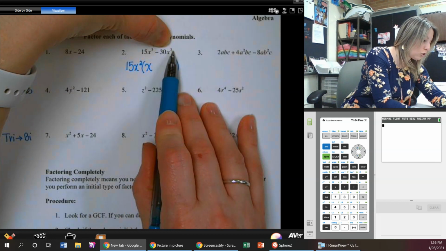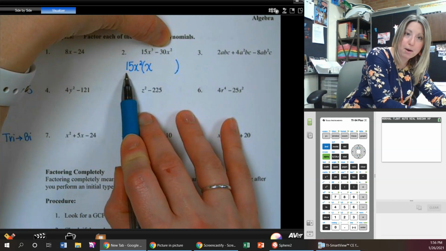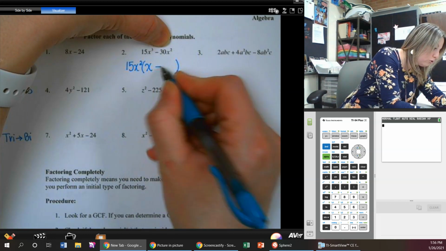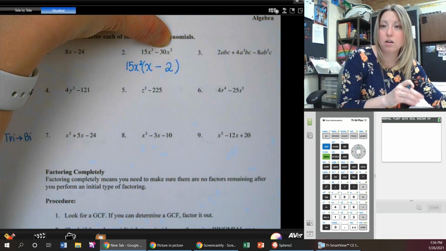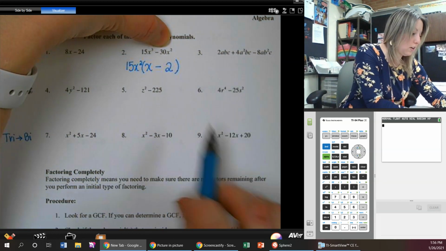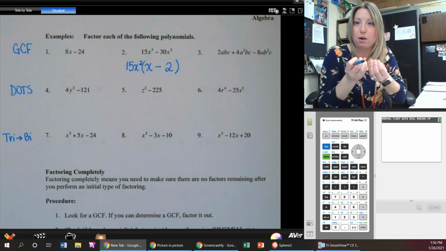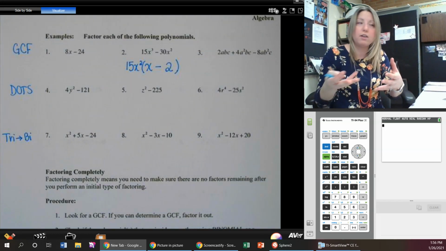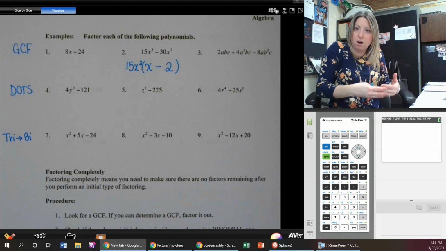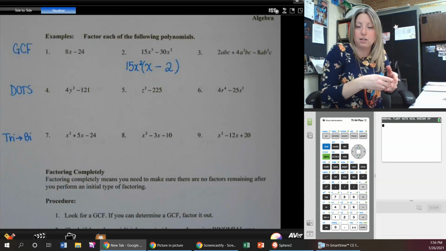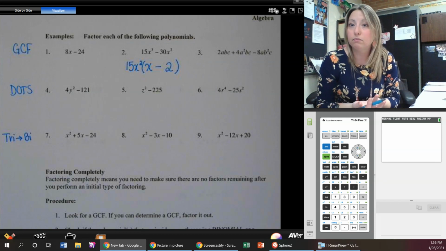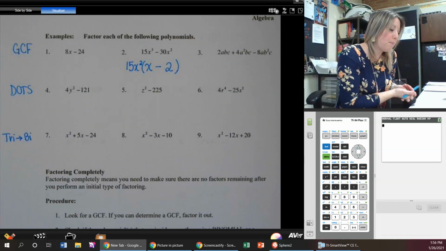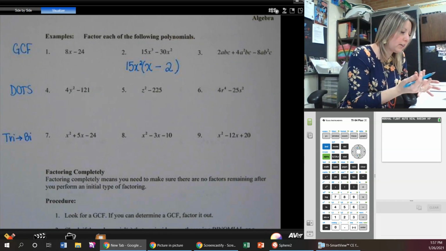Negative 30x squared, so negative 30 divided by positive 15 is a negative 2. X squared divided by x squared cancels out to a 1. Negative 2 times 1 is still just negative 2, so it kind of absorbs that 1. So if things cancel out to a 1, they get absorbed by whatever number is already present. If everything cancels out to a 1, then what's left is a 1, and that's what you write down. Okay? So that's our GCF.